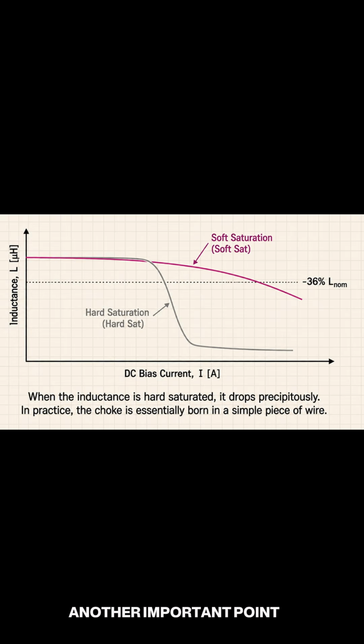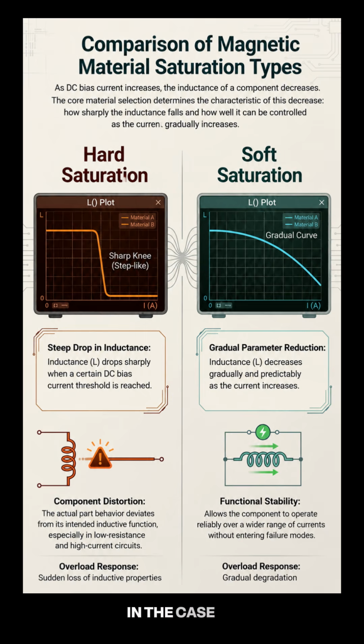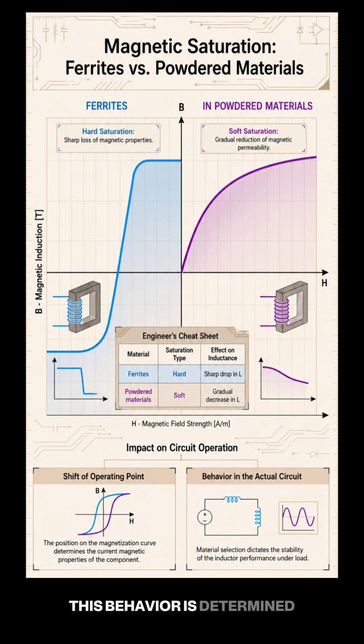Another important point is that different core materials behave differently. Datasheet curves typically show two distinct behaviors: hard saturation and soft saturation. In the case of hard saturation, inductance drops rapidly as the DC bias current increases. In practice, the inductance effectively collapses. With soft saturation, the inductance decreases more gradually. This behavior is determined by the core material itself.